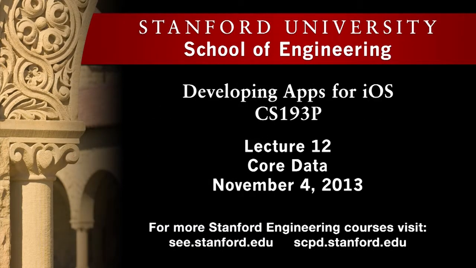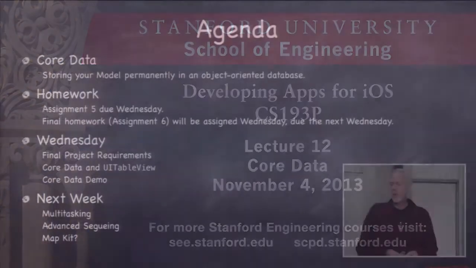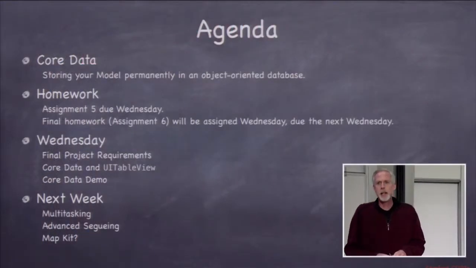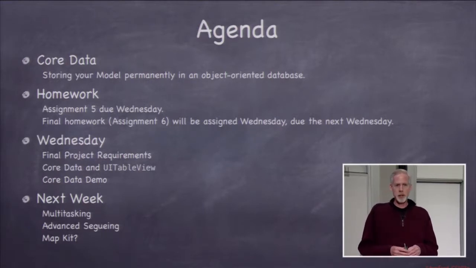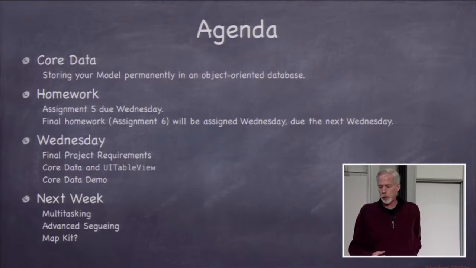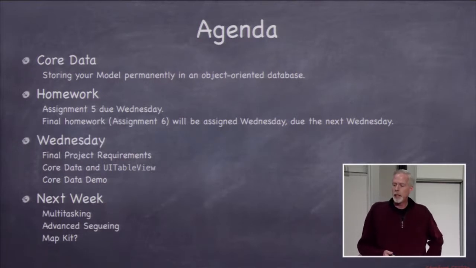Okay, well, welcome to CS 193P, Lecture 12, Fall 2013 and 14. And today we have one topic only, which is Core Data. And as someone was asking earlier, assignment 5 is due on Wednesday, and then your last assignment, assignment 6, will go out then and be due a week later.